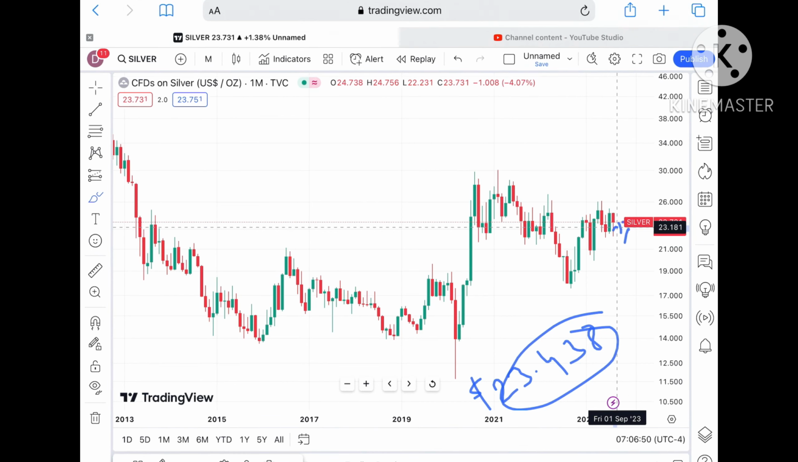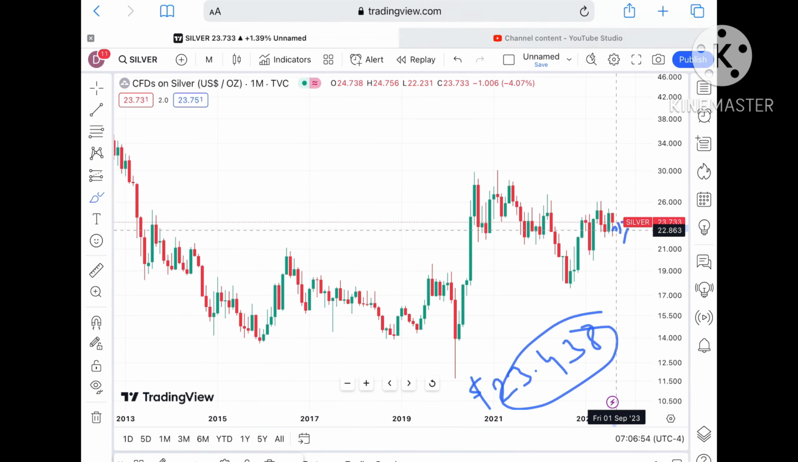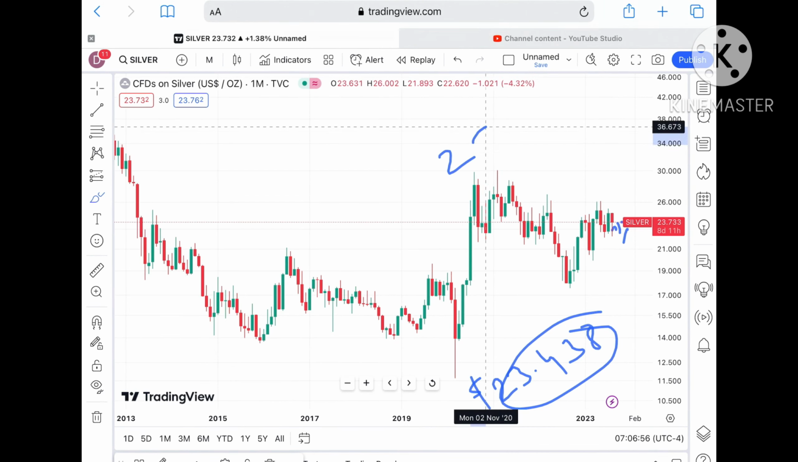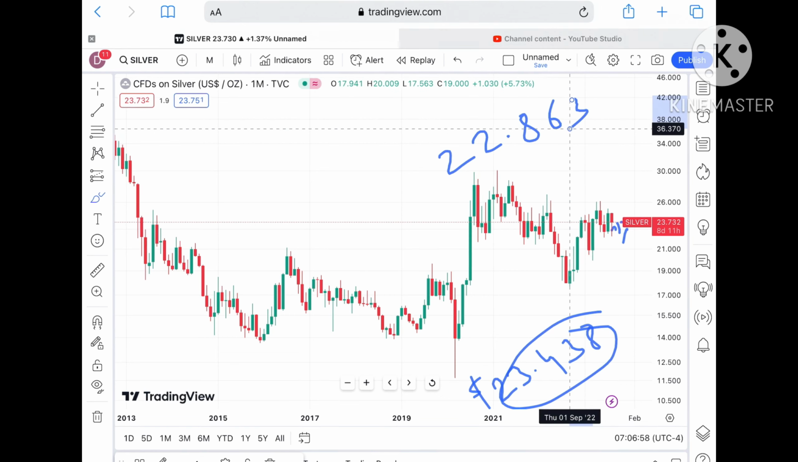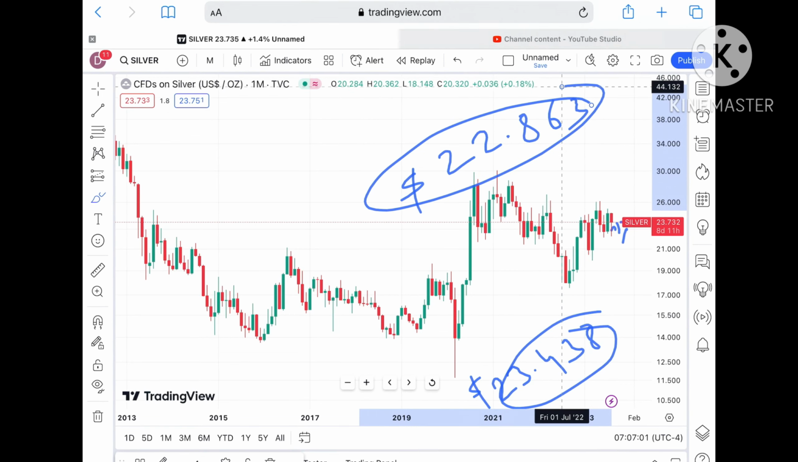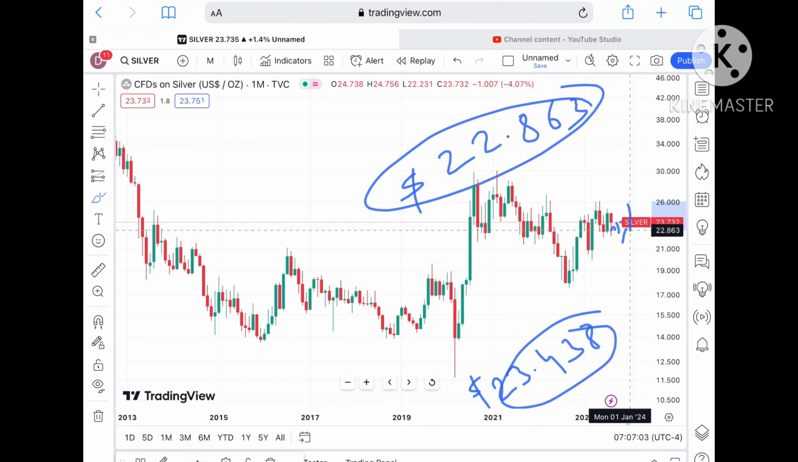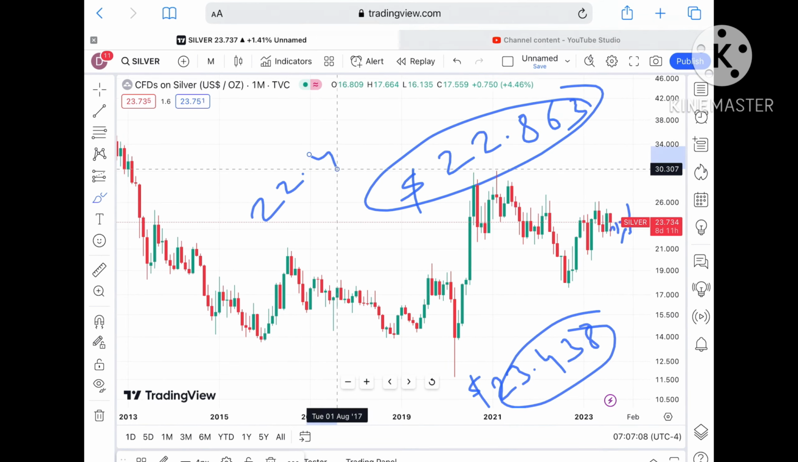See, if it goes below a level of around $23.438, chances are very high that it will go further down, and a probability of going towards 22.863 is there. Okay, now if the price falls below a level of 22.863, it will go further low, and a probability of going towards 22.487 is there.